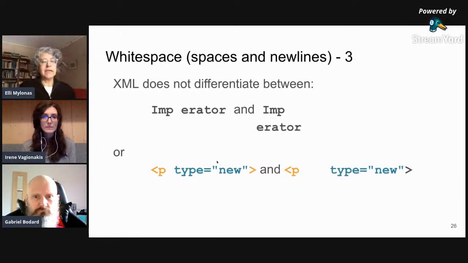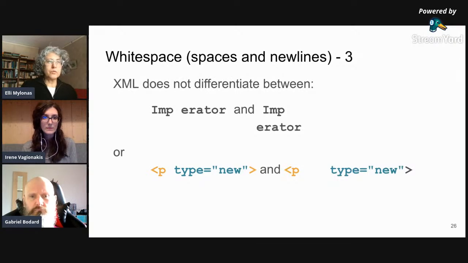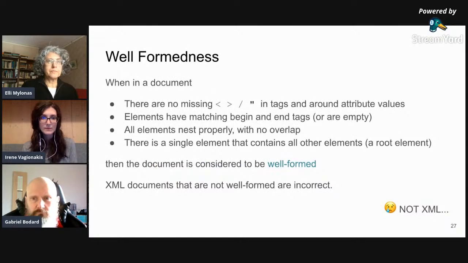However, as we said before, one white space or multiple white spaces, by the way, a white space is a space or a new line or a return. Any of those things counts as a white space. The difference between imp and erator with a space in between and the same two strings of characters with a new line and a bunch of spaces in between, those are functionally identical as far as XML is concerned. Similarly, an element name that has a single space between the element name and the attribute name, and one that has multiple spaces, those are functionally equivalent. They do not make a difference. So you do have to pay attention to white space, but you don't have to pay attention to how many white spaces there are.